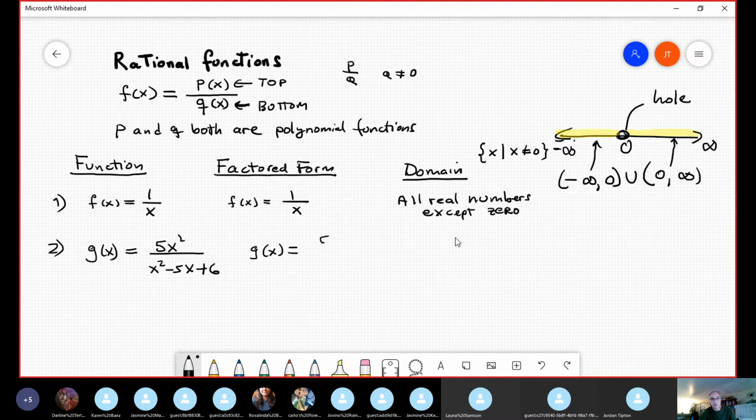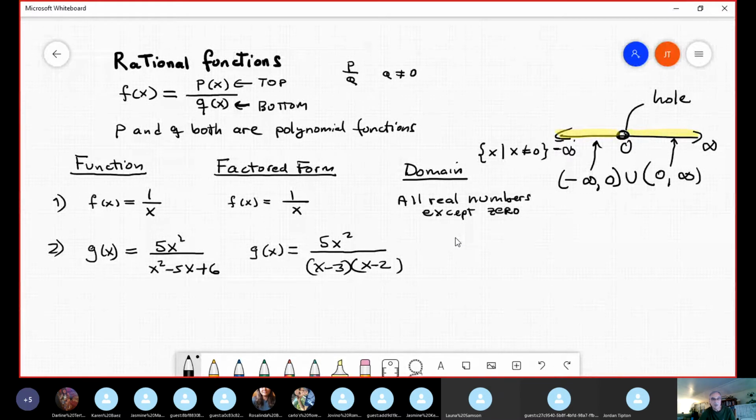On the top, we have a monomial, so it stays the same. And on the bottom, we have a famous trinomial that you can factor. The combination is 3 and 2, both negative. So negative 3 and negative 2 multiply to positive 6, and negative 3 plus negative 2 is negative 5. Now I apply the same idea.